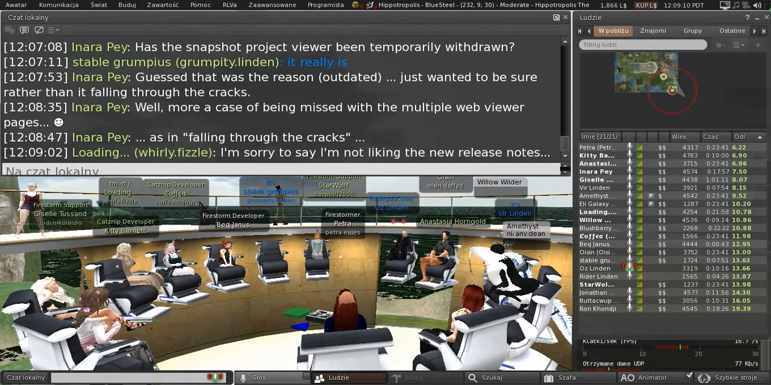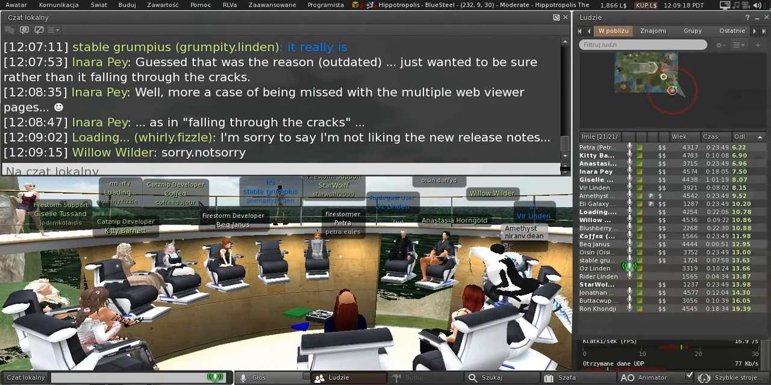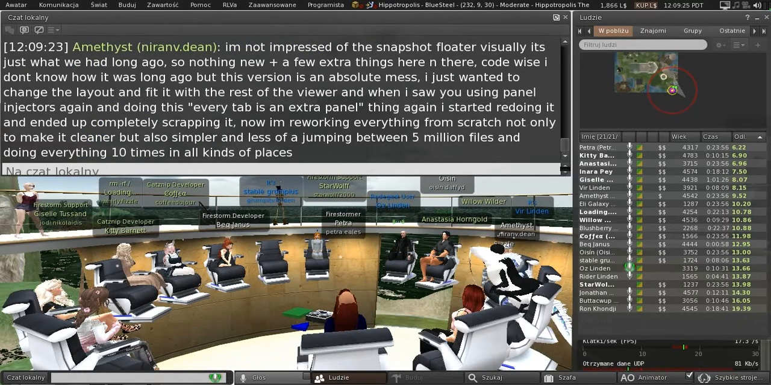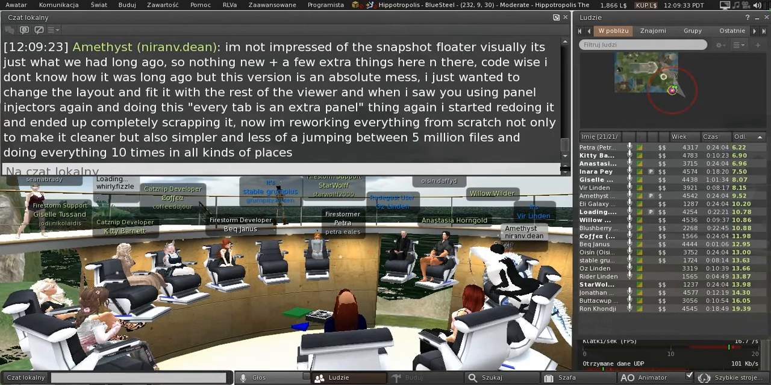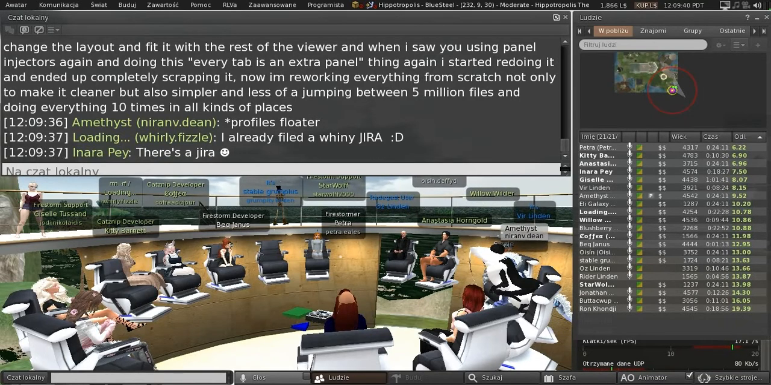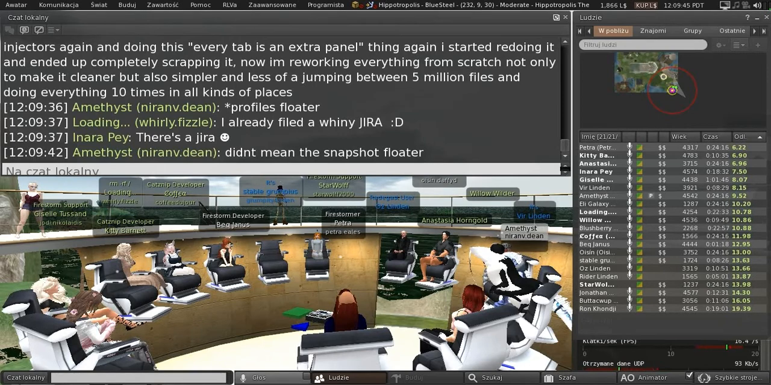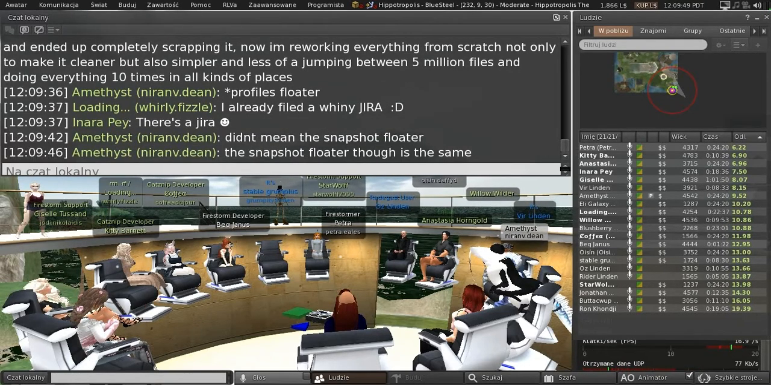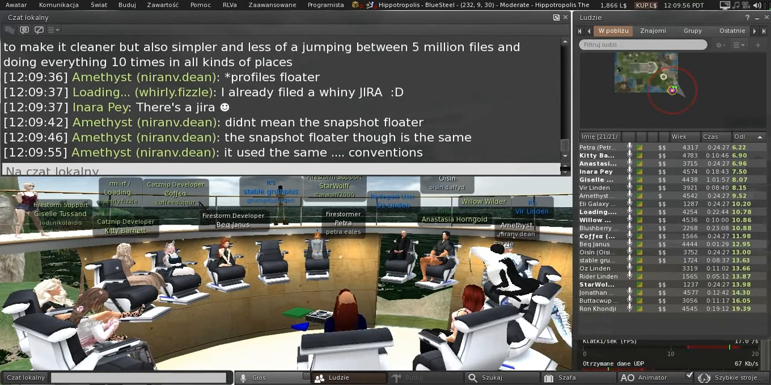I'm sorry to hear that, Whirly. They're easier for us, but we do have a list of change improvements, which at some point we'll probably get back to. So feel free to contribute suggestions with respect to that. Okay, if you'll send me that Jira, I'll make sure it gets incorporated into the list that I've got.